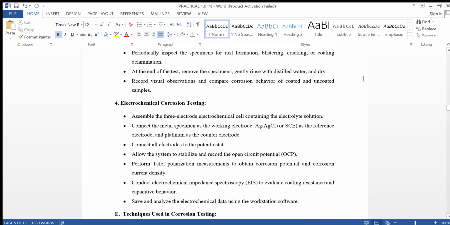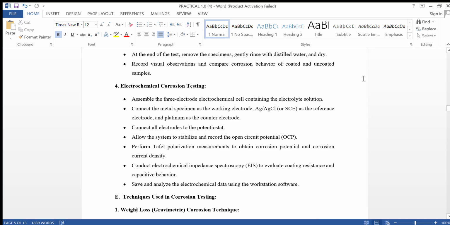Electrochemical corrosion testing. Assemble the 3-electrode electrochemical cell containing the electrolyte solution. Connect the metal specimen as the working electrode, Ag/AgCl or SCE as the reference electrode, and platinum as the counter electrode. Connect all electrodes to the potentiostat. Allow the system to stabilize and record the open circuit potential, OCP.